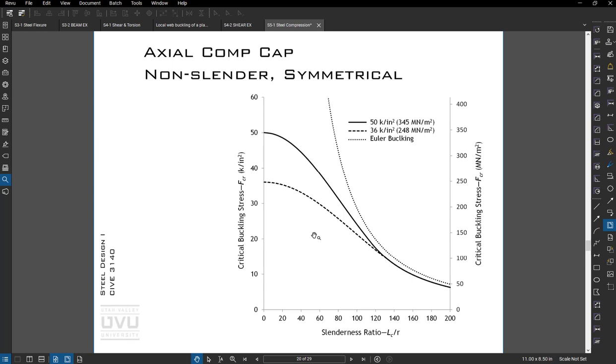Okay, so you can see here for different slenderness ratios, we have the Euler buckling curve, we have 50 KSI and 36 KSI material. So if we just stayed with Euler, we would say we have an infinite amount of strength when we get to a low slenderness ratio. But realistically, the strength of the material itself takes over. So we need to think about that.